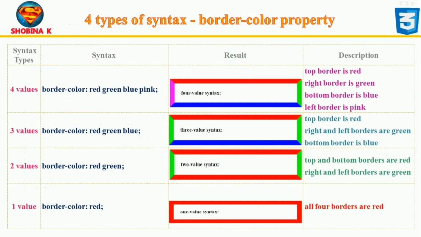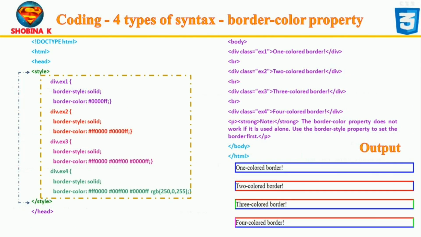This property can have from 1 to 4 values. If 4 values are defined, they represent the top, right, bottom and left respectively. If three values are given, it represents top, left and right respectively. If two values are defined, then the first value represents top and bottom border colors and the second represents right and left border colors. If only one value is defined, then it is applied to all the sides of an element. And take a look at this example defined by different border color values.